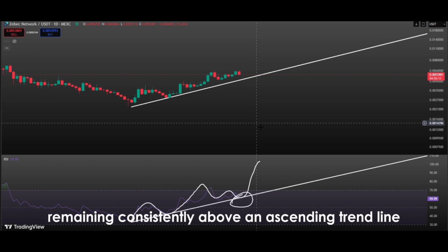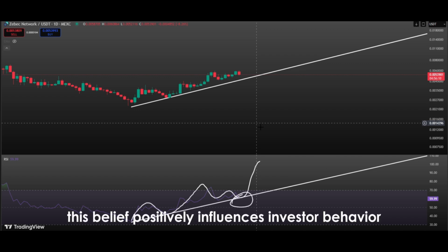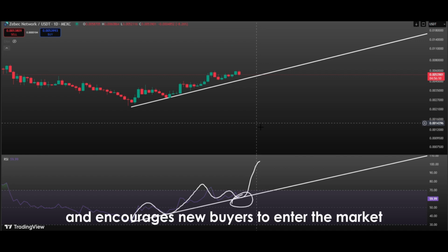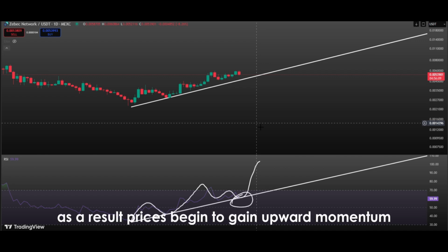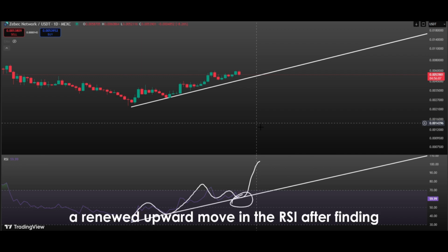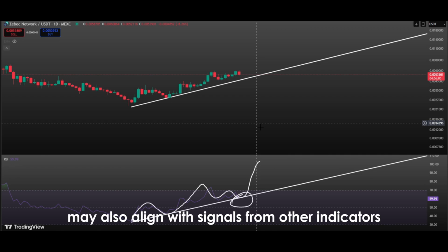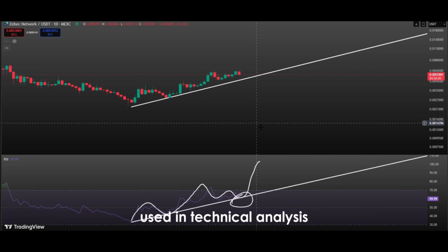The RSI remaining consistently above an ascending trend line strengthens belief in the market's upward trend. This belief positively influences investor behavior and encourages new buyers to enter the market. As a result, prices begin to gain upward momentum. A bounce in RSI from such a trend line can trigger this positive psychological shift among investors. A renewed upward move in the RSI after finding support from the ascending trend line may also align with signals from other indicators used in technical analysis.